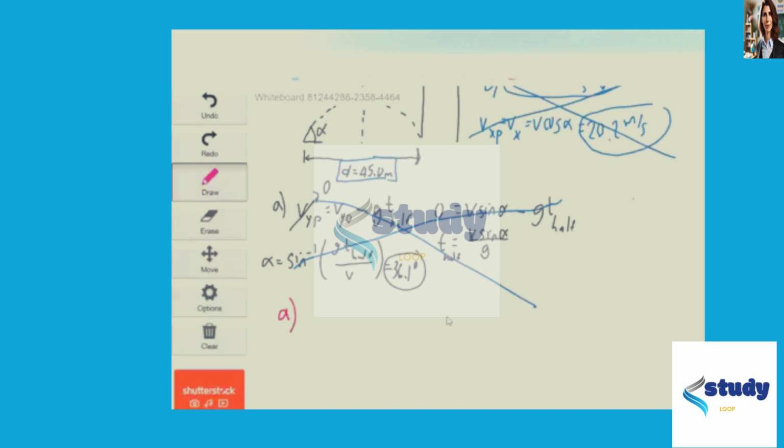A, we're given the horizontal velocity. V in the x direction is going to be the 45 meters, which is D, over the time, which is time total.